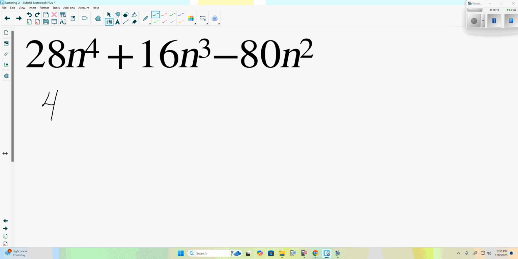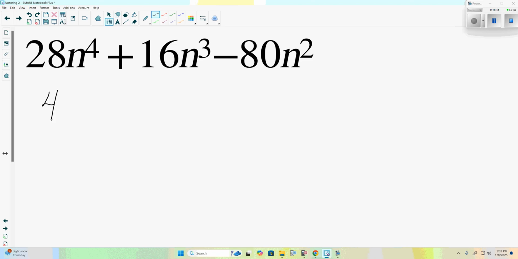What is our other greatest common factor? What else goes into all three terms? Because there is something that all three have in common. N. Yeah. N. Because we have what? N to the fourth, n cubed, and n squared. Because up to this point, we haven't had too many where we had a variable, but there is a variable in common with all three, yes?